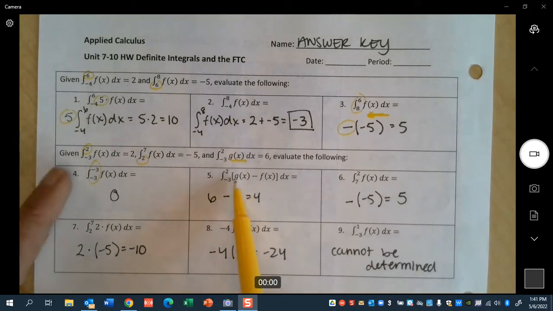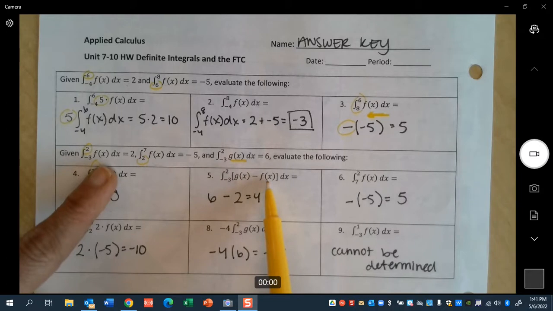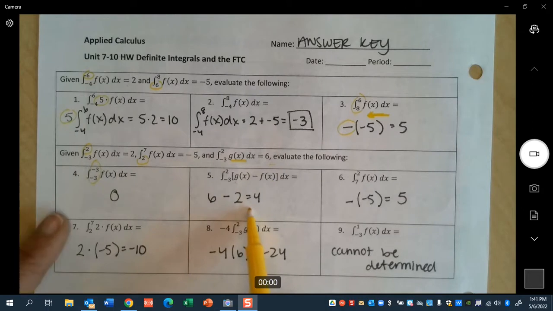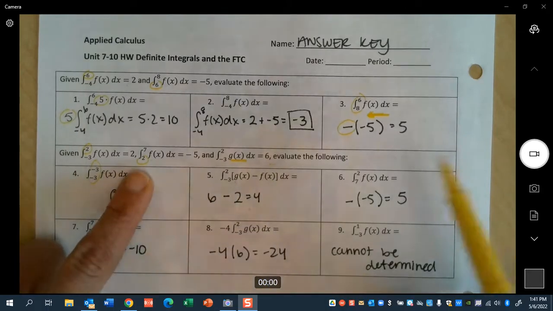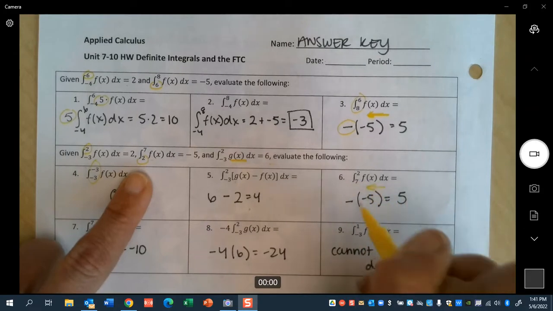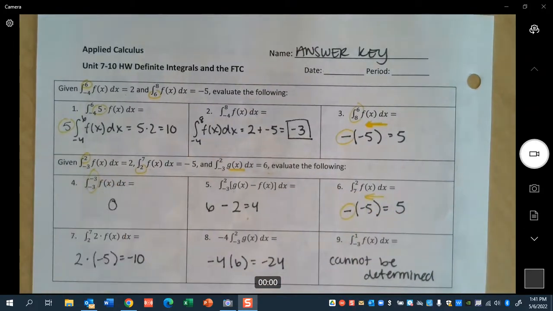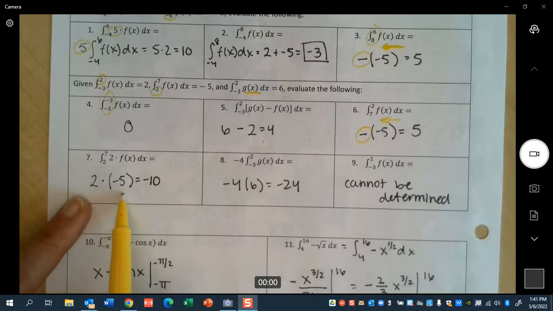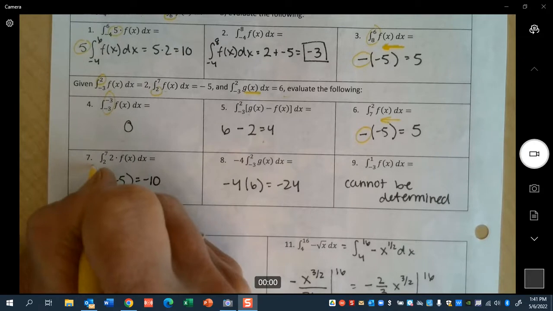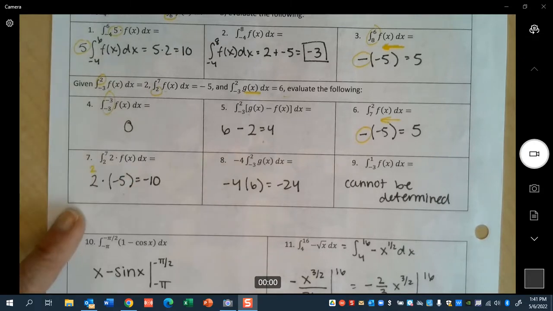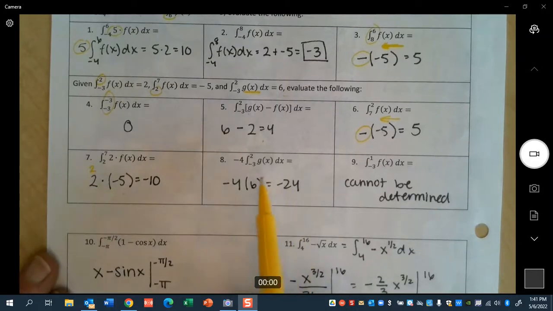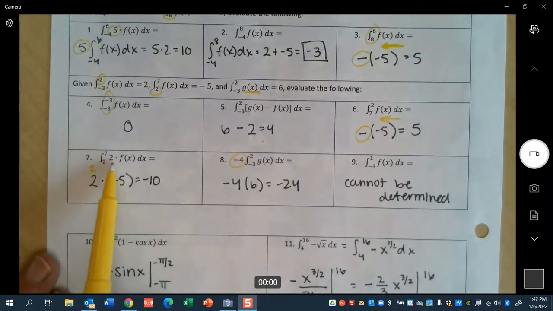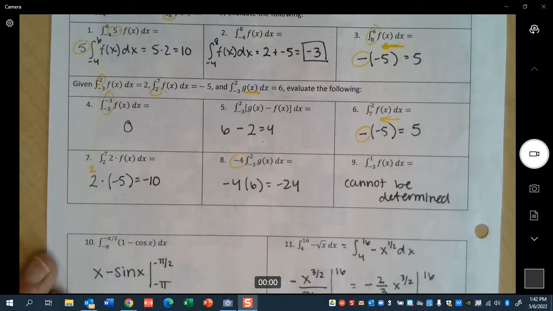If I'm talking about the same interval of these two different functions, g minus f, I can take this output minus that one. And then, of course, here's where I'm going backwards, so again, I have a negative. In number 7, this 2 is a coefficient. When I integrate, it just comes out to be a factor and multiply. That's the same thing as this 4; whether that coefficient's inside or outside the integral sign, it doesn't matter.